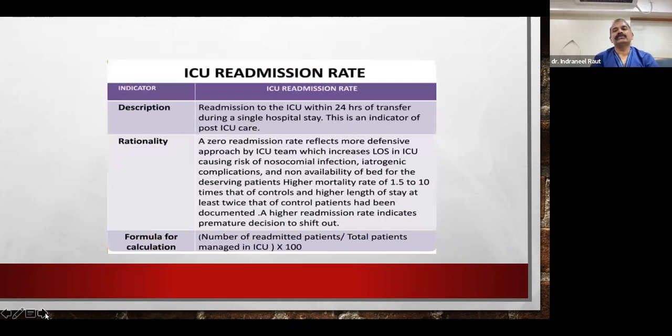Next slide. I just spoke of this with the length of stay. Readmission rate is an important indicator. Readmission to ICU is monitored, whether it is occurring within 24 hours. A zero readmission rate in 6 months could also mean that maybe you're overprotective and not sending out patients who are completely all right. But if your readmission rate is high, it could mean that you are a bit premature in sending the patient out, or your ward care is not good enough, and that's why the patients are coming back within 24 hours.